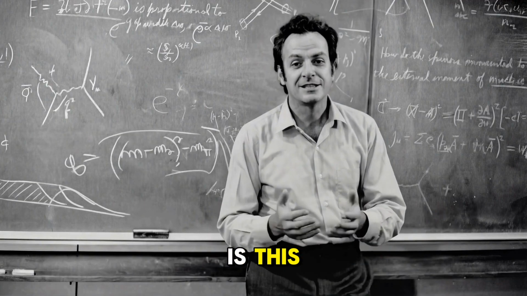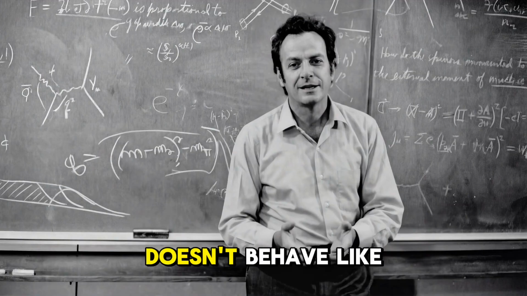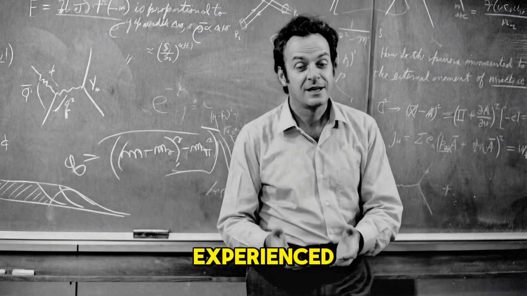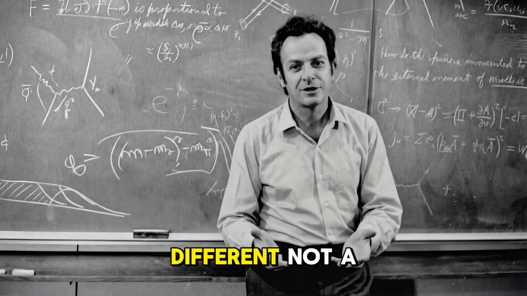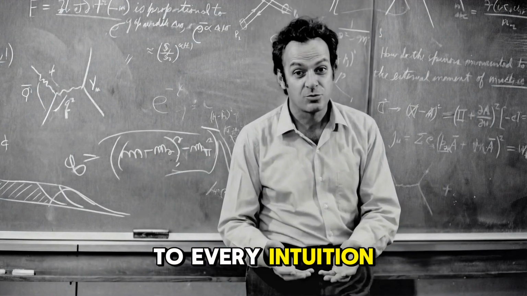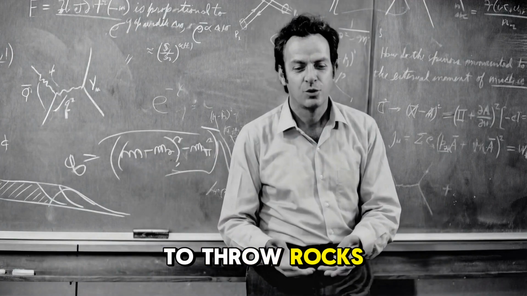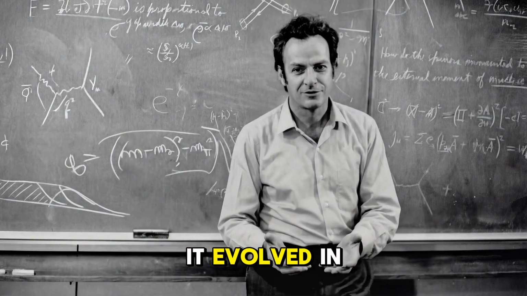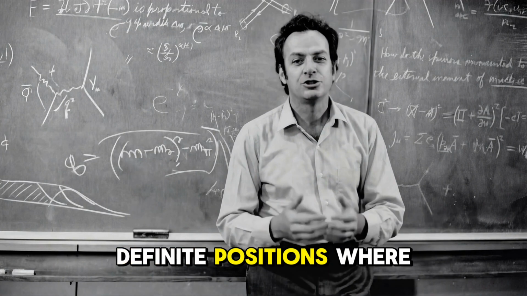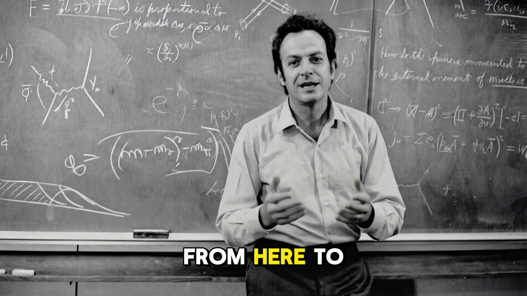What bothers me is this. The experiment shows that reality at its most fundamental level doesn't behave like anything you've ever experienced. Not sort of different, not a little weird, completely, fundamentally, utterly alien to every intuition you've built up over your entire life. Your brain evolved to throw rocks and catch prey. It evolved in a world where things have definite positions, where objects follow clear paths, where you can watch something move from here to there.